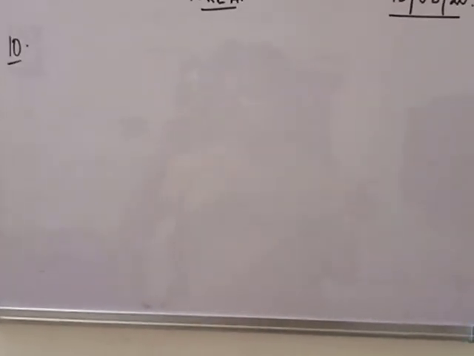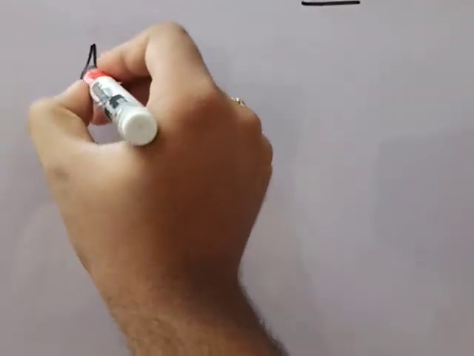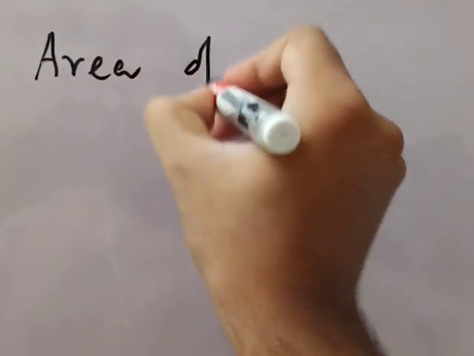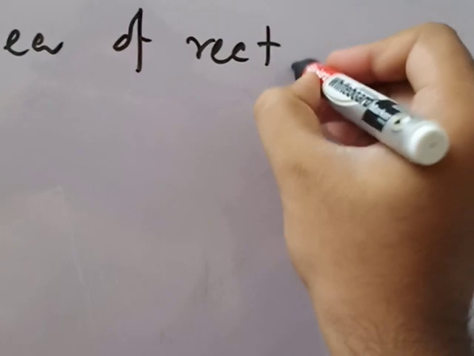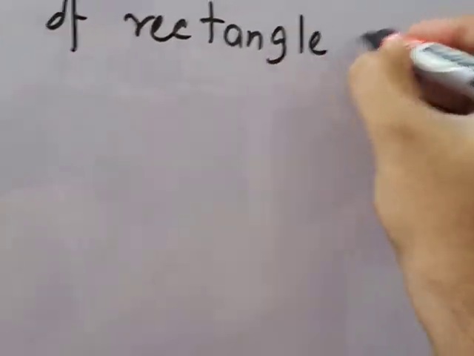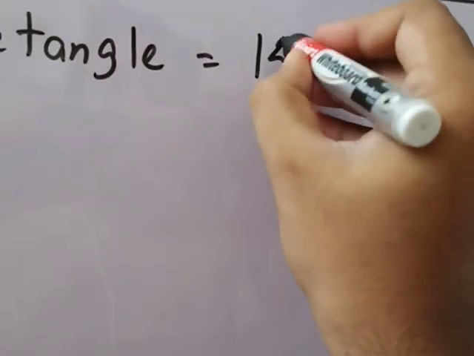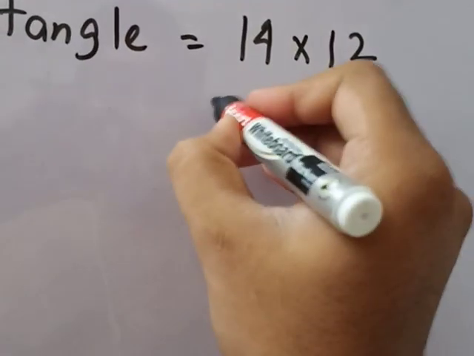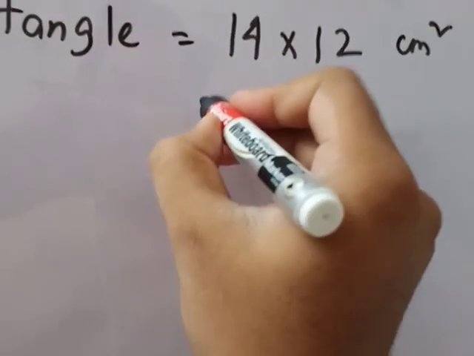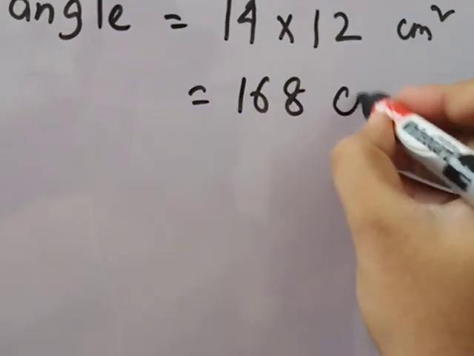In number 10, see that length and breadth are given. So that means you can find the area of the rectangle. So area of rectangle, this is 14 into 12 centimeter square. So 168 centimeter square.